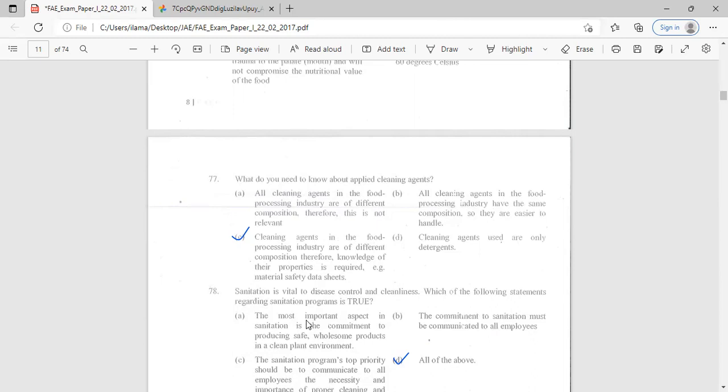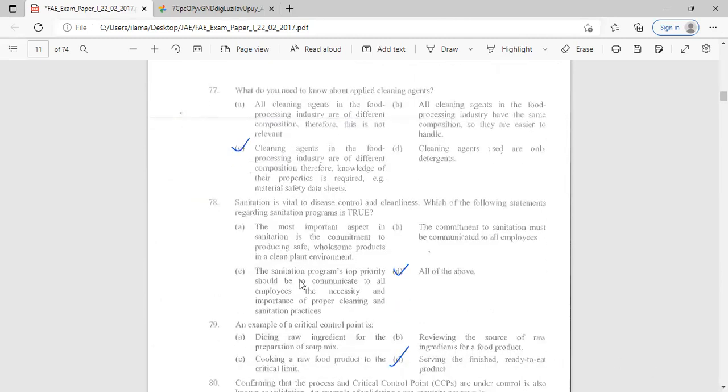Which of the following statements is true regarding the sanitation program? It is the most important aspect. Sanitation is the commitment to producing safe and wholesome products in a clean plant environment. Next one, the commitment to sanitation must be communicated to all the employees. The sanitation program is the top priority, and the necessity and importance of proper cleaning and sanitation practices should be communicated to all the employees. So, all of the above.